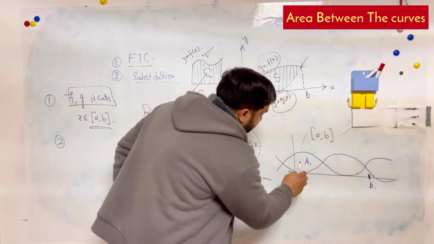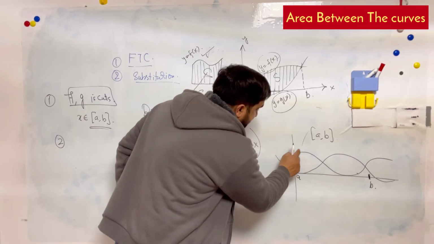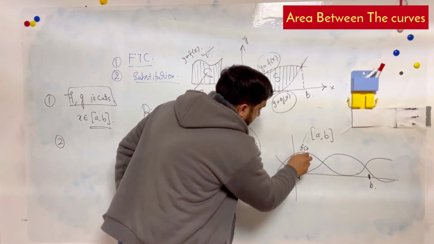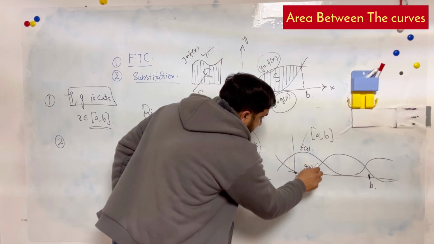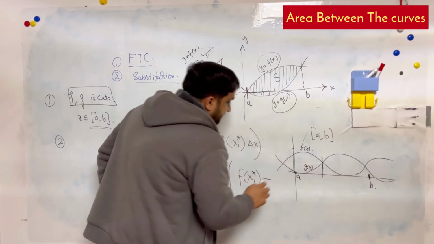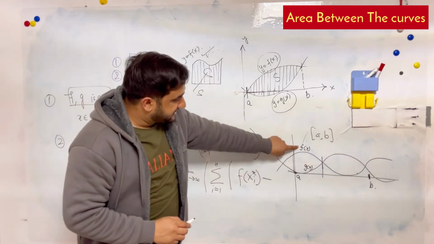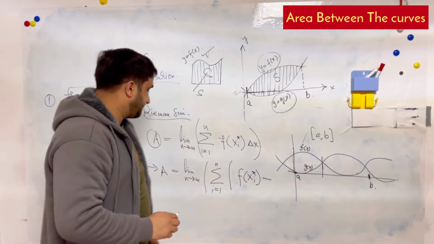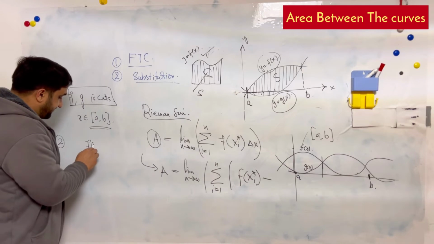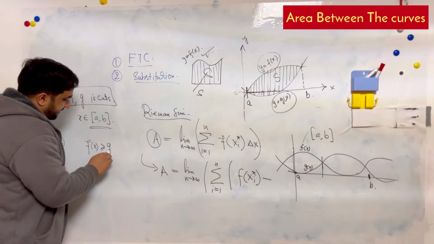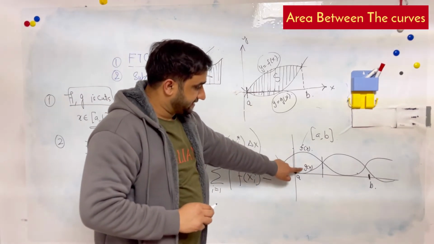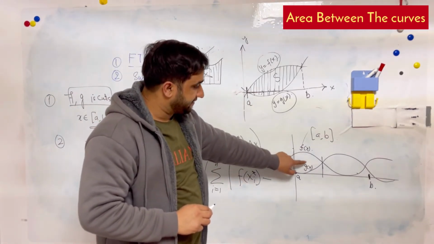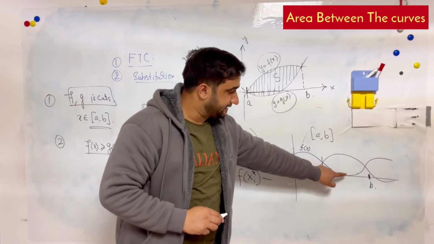Now look, if I say this is my f of x and the lower function is g of x, then up till here the f of x is on the upper hand of the g of x, and the condition is that f of x is greater than or equal to g of x. The f of x is never less than g of x. If f of x is less than g of x, it will shift like this.